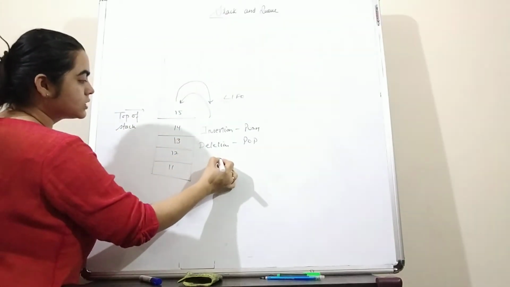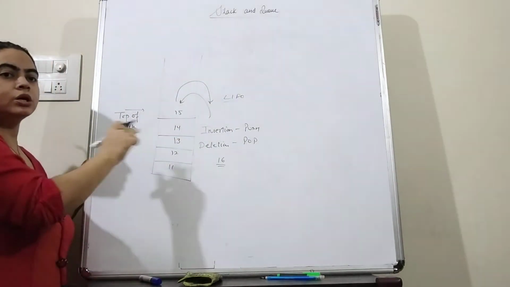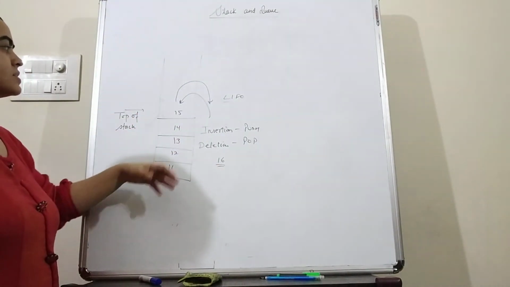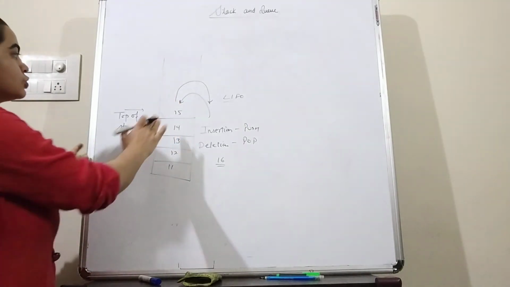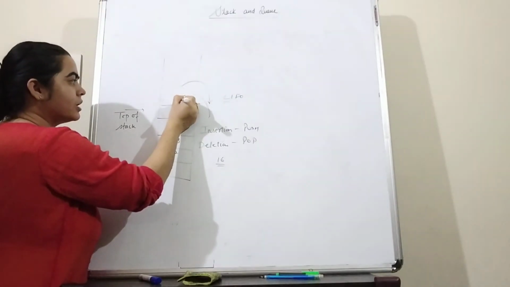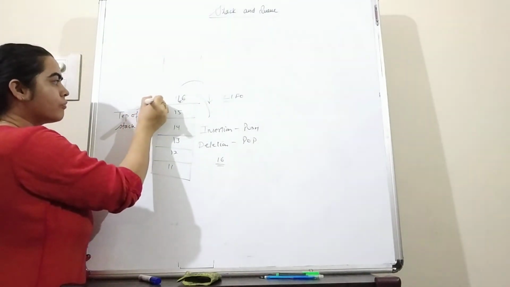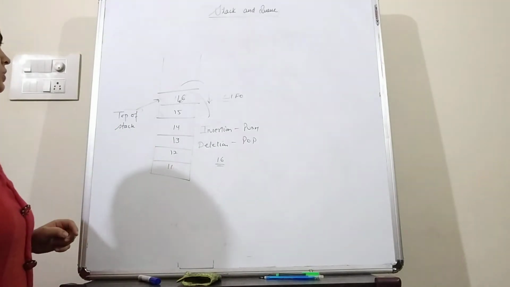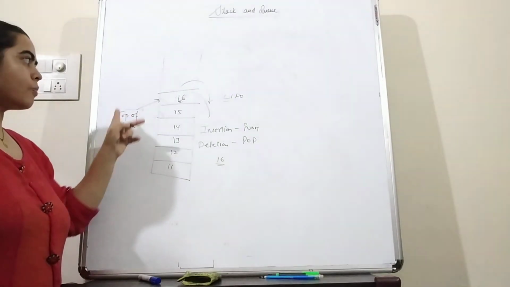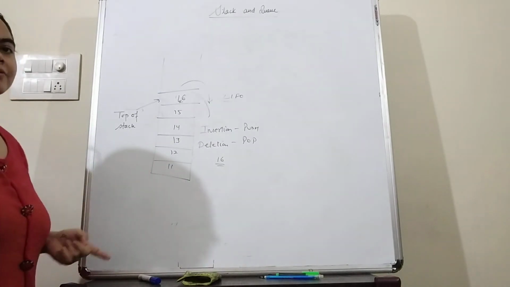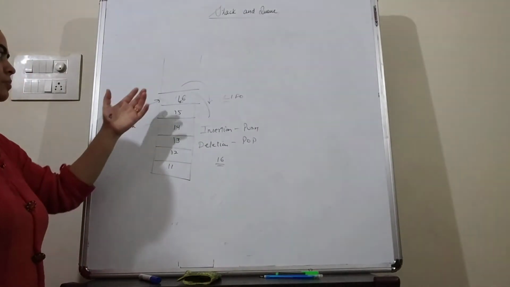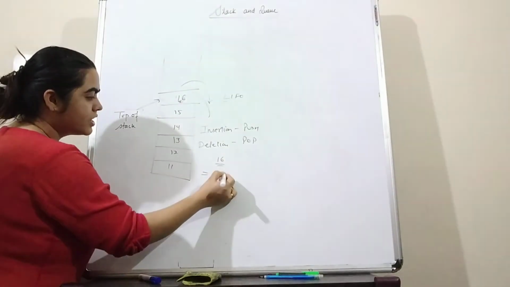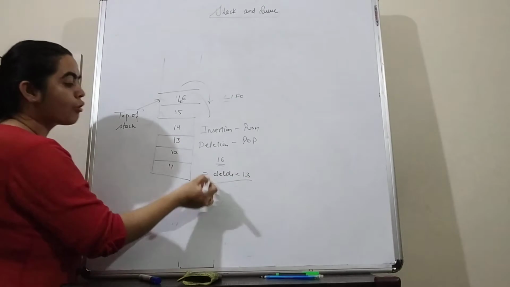Suppose we have to insert data element 16 into the stack. Where can we insert that data element? We can always insert the data elements at the top. So here we can add 16. Now this is the top of the stack. The top of the stack always represents the first element of the stack. So now the current position of the top of the stack is 16. We can always insert and delete the data elements from the top of the stack. Now after this, suppose we have to delete data element 13 from this stack.